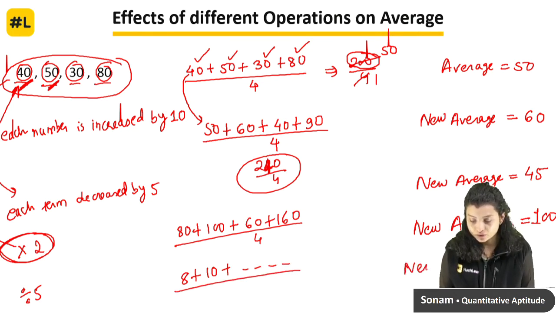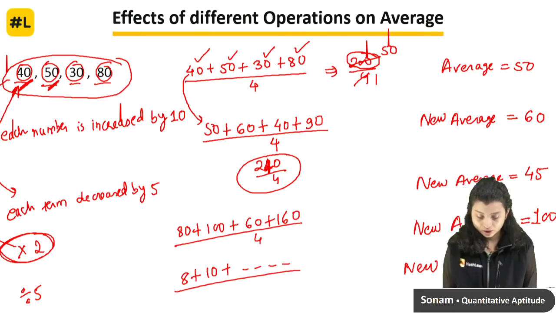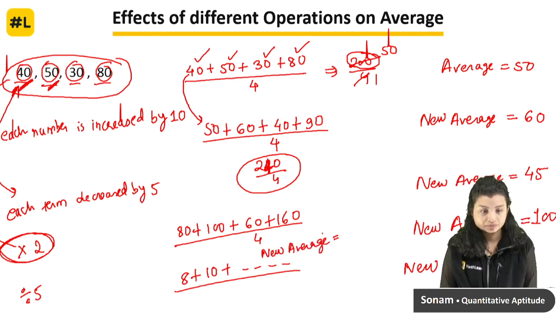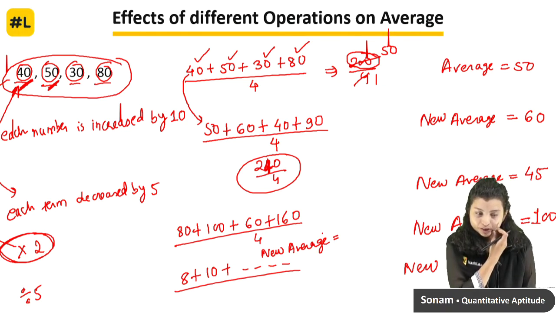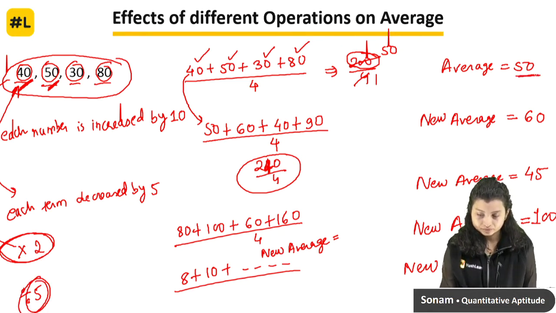So your new average will become, okay, what will be your new average here? Tell me. No, Gurunath, it will not be 10. Think. I am dividing each number by 5. So 50 divided by 5 will be 10, right?